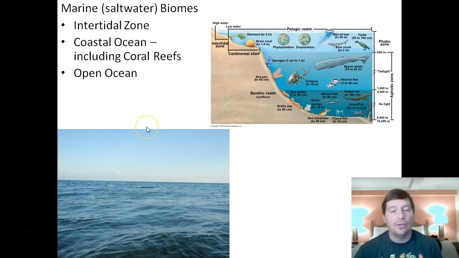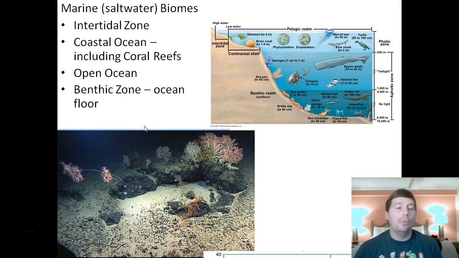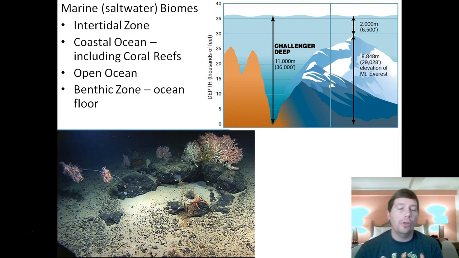that photosynthesis can happen. The last biome we're going to talk about with the ocean is the benthic zone. And what the benthic zone is, pure and simple, is the floor of the ocean, the very bottom of the ocean.